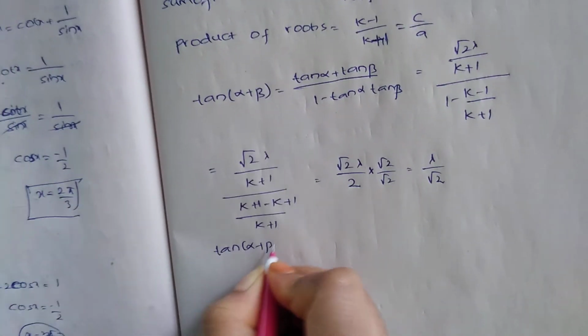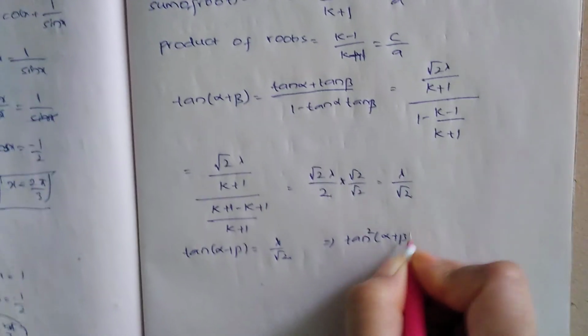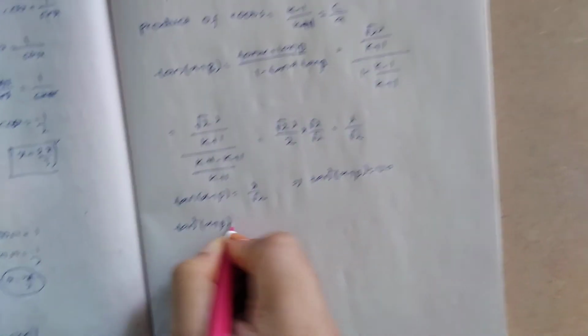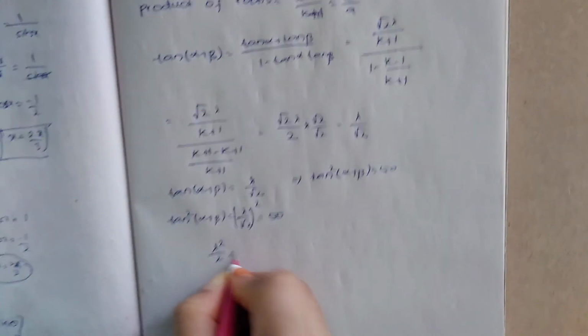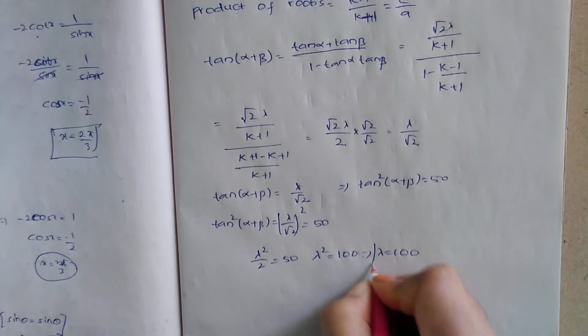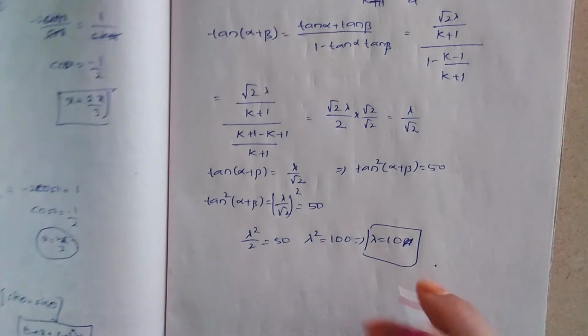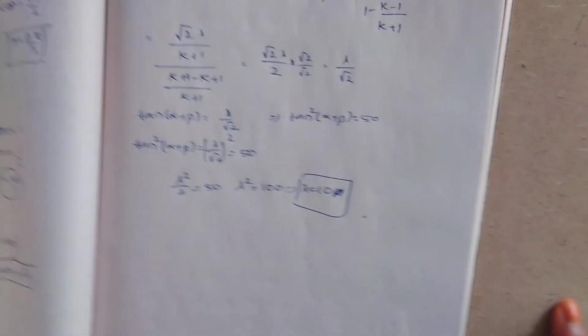Now tan of alpha plus beta is equal to lambda by root 2. We have the value of tan square of alpha plus beta as 50. So let's square it: lambda by root 2 squared is equal to 50. Lambda square is equal to 100, which implies lambda is equal to 10. Let's see whether it is there in the options. Yes, it is there. So these are the solutions we have done. Thank you so much for watching.